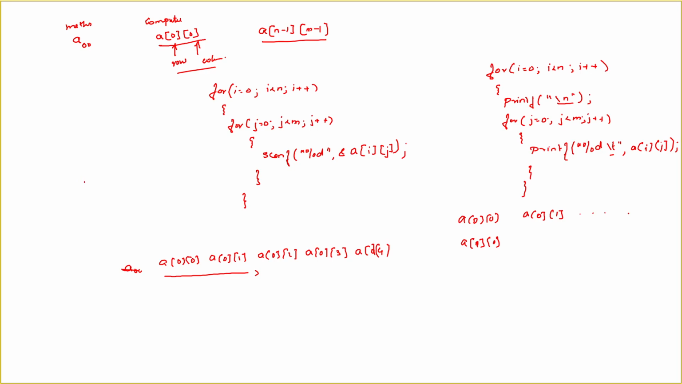Okay, so this is how you will be displaying the elements of the matrix. So this is how you will be accepting values to the matrix, and this is how you will be displaying elements of the matrix.